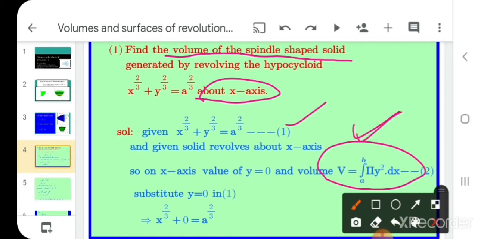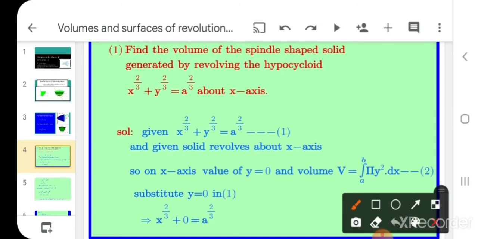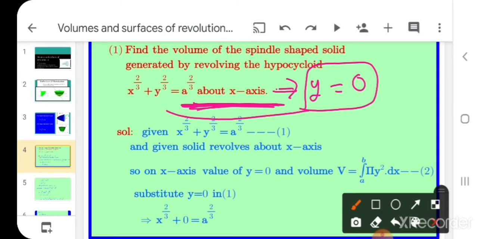See, in this formula, what values do we have to find? The limit values a, b. Pi is a constant, so no need to find anything. And the value of y square. We have to find the limit values a, b and the y square value. For finding limit values, the curve revolves about the x-axis, meaning on the x-axis what is the value of y? 0. So I substitute y equals 0 in the given equation, then we get the values of x, that means the limit points.